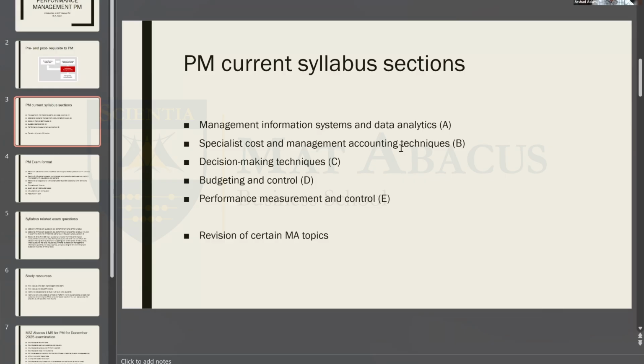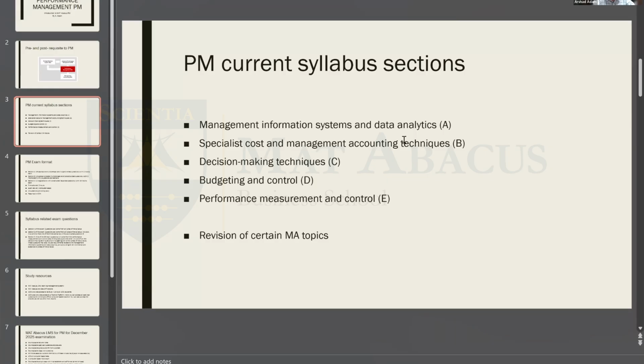The cost and management accounting techniques and the information systems tend to be done more or less within 5 lectures. Then we go to decision-making techniques, which is quite long. We'll need another 5 lectures to do that. After that, budgeting and control, which also requires around 5 lectures. It's quite big as well, maybe 6. And then performance measurement and control, which requires around 4 lectures to complete.